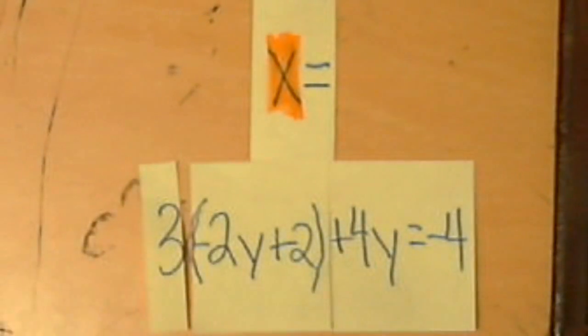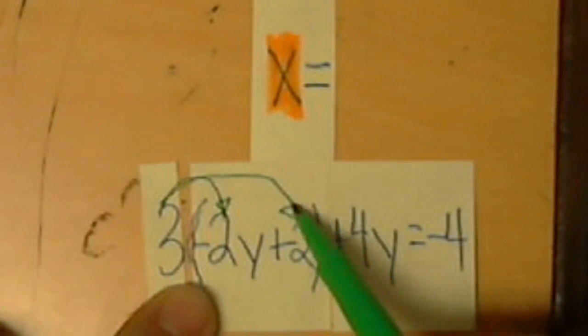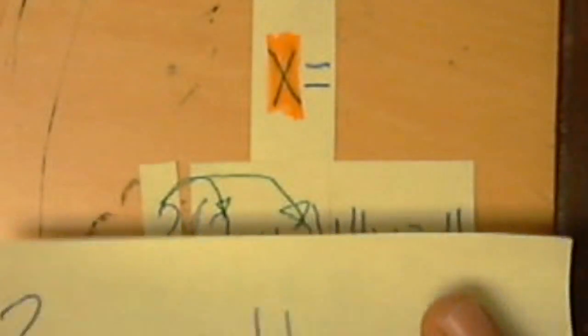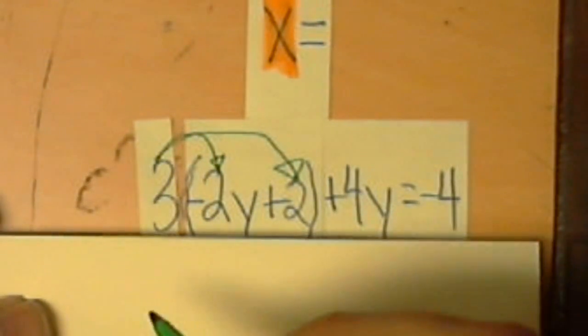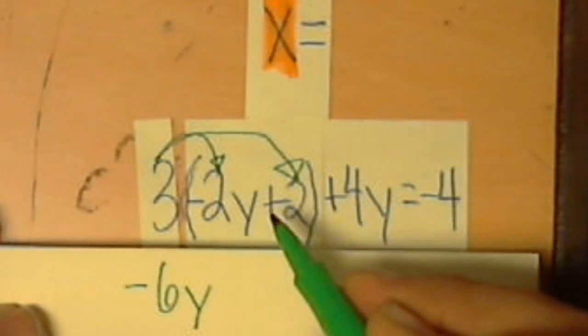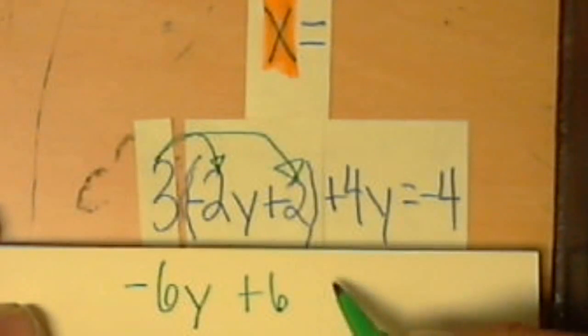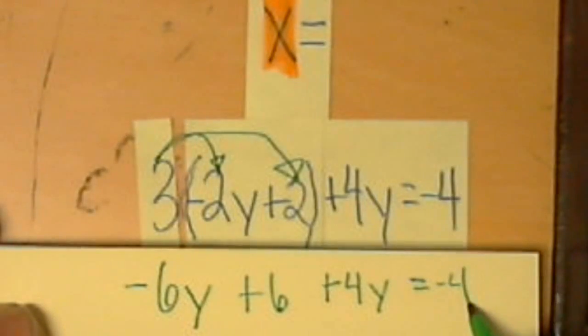now we need to have the 3 outside be distributed to each term inside. So we're going to distribute that: 3 times negative 2 and 3 times positive 2. 3 times negative 2 is negative 6y, and 3 times positive 2 is positive 6, and then we bring down the rest, plus 4y equals negative 4.